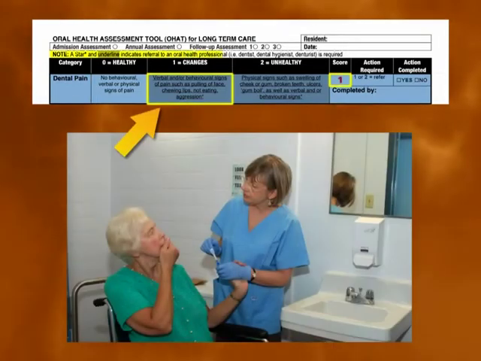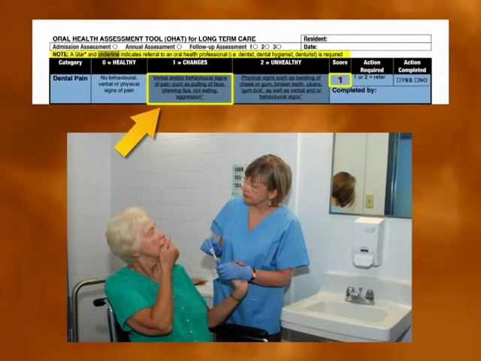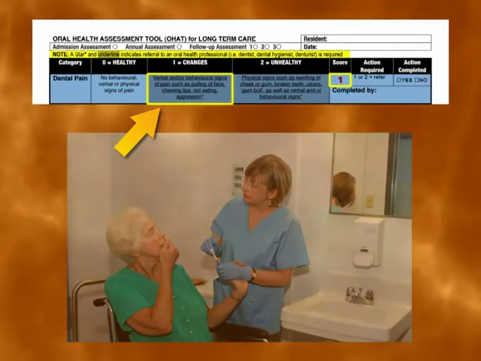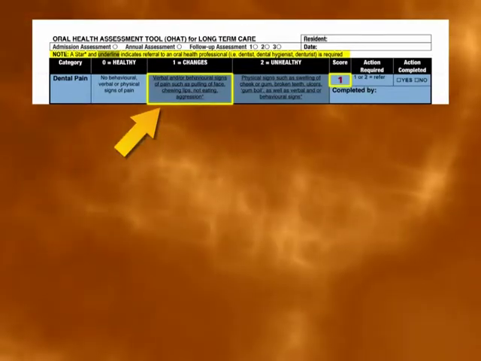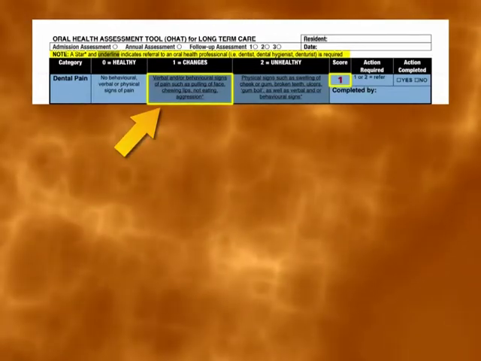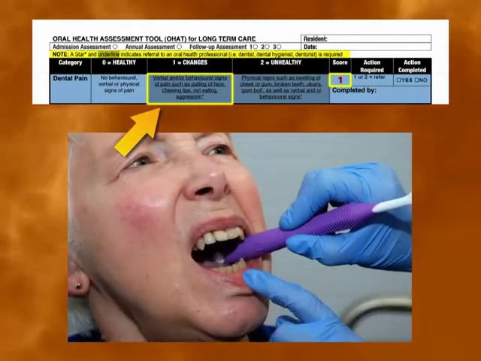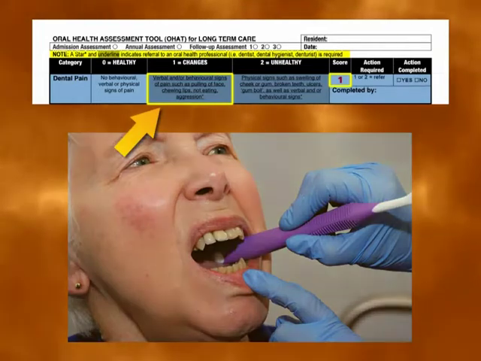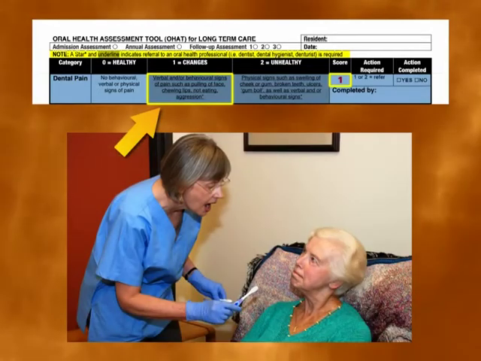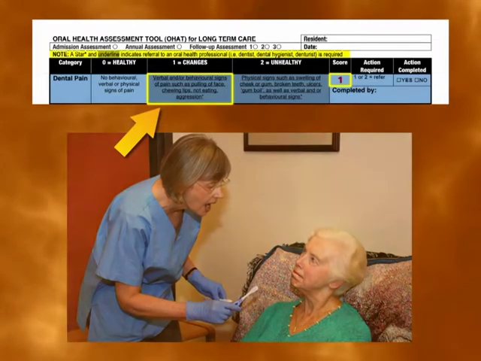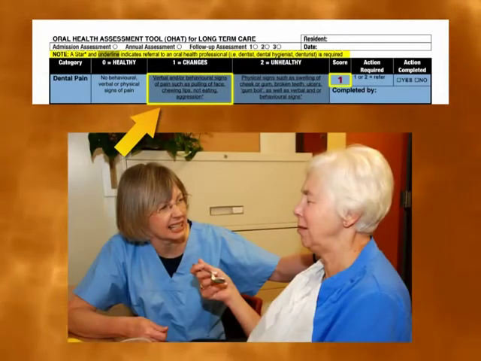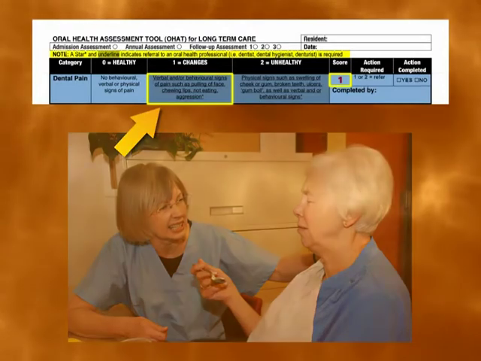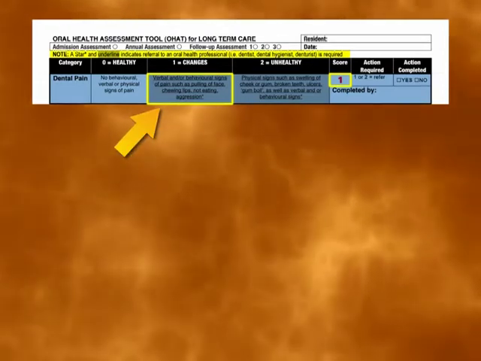Sometimes there may be verbal or physical signs of pain. If a resident is not able to directly communicate that they are having mouth pain, it is important to observe them for cues. They may wince or pull away, especially when anyone attempts to examine their mouth or brush their teeth. When they have mouth or tooth pain, a resident may show signs of frustration and aggression, or they may avoid eating. These types of signs would receive a score of 1.